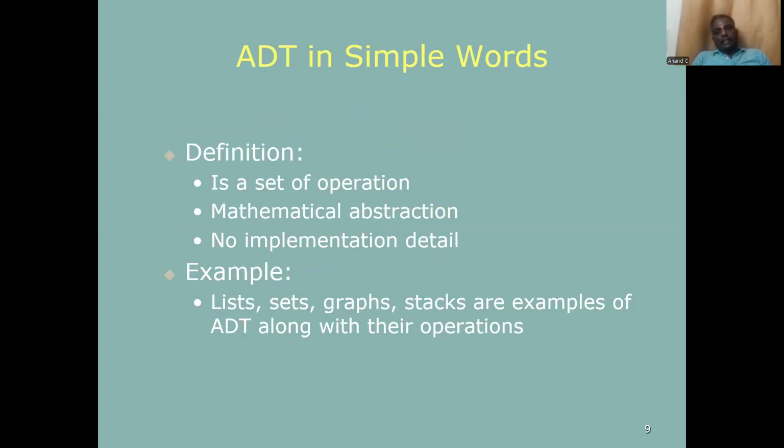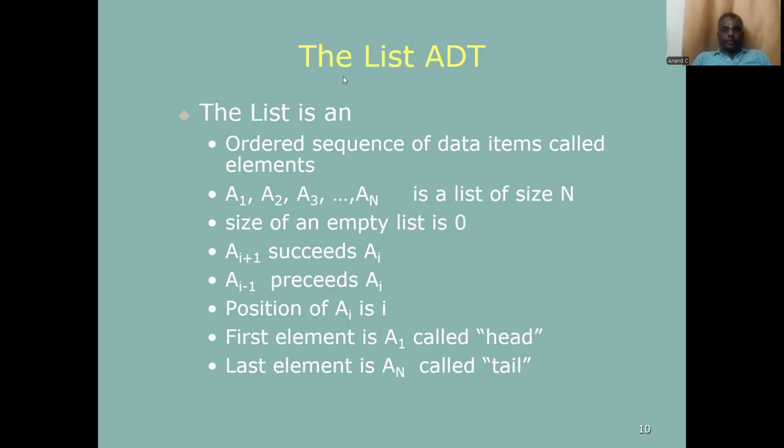In simple words, an ADT is a set of operations, a mathematical abstraction, with no implementation details. What does that mean? An ADT is a set of operations; it is a mathematical abstraction, but with no implementation details. That is called an ADT. What are the types of ADTs? List, sets, graph, and stacks are examples of ADTs along with their operations.